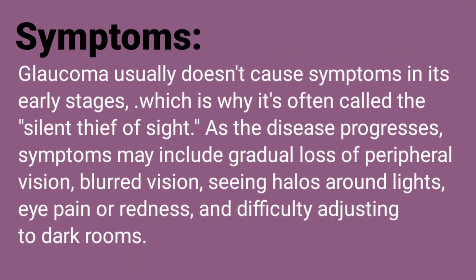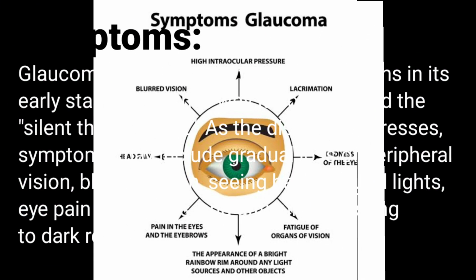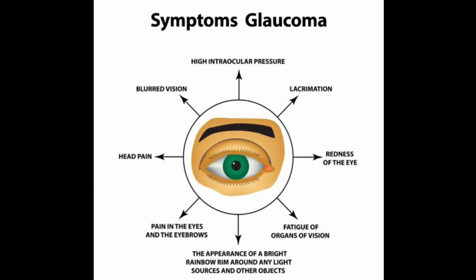Symptoms: glaucoma usually doesn't cause symptoms in its early stages, which is why it's often called the silent thief of sight. As the disease progresses, symptoms may include gradual loss of peripheral vision, blurred vision, seeing halos around lights, eye pain or redness, and difficulty adjusting to dark rooms.